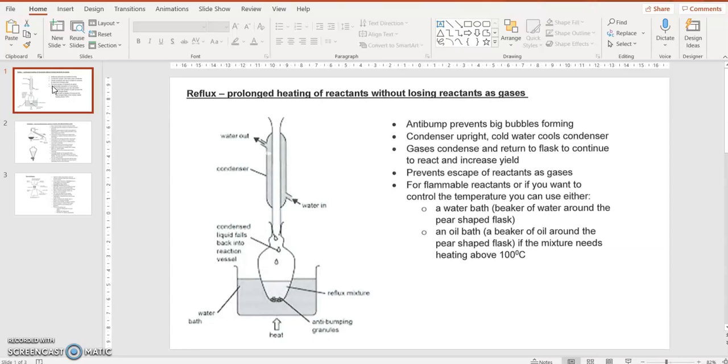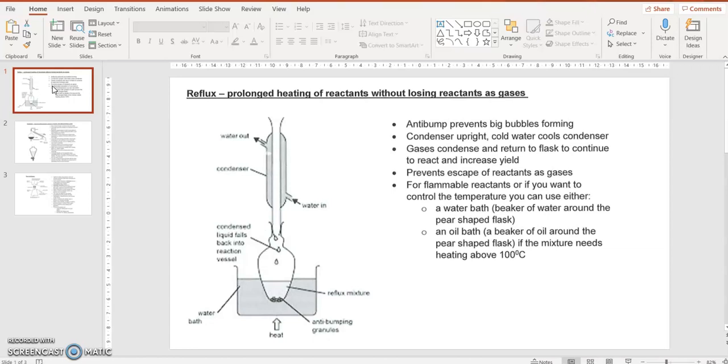reflux. If you are reacting two liquids together and then separating the product of the two liquids, you might have to heat the liquids together for a prolonged period of time. So you put them in a flask, and you use a condenser pointing upwards with the water coming in at the bottom, and the idea of that is that as you heat it, any gases will condense and drop back down into the flask and carry on reacting. It's a way of ensuring that your reactants don't escape as gases. You need anti-bump granules in there to stop big bubbles forming.